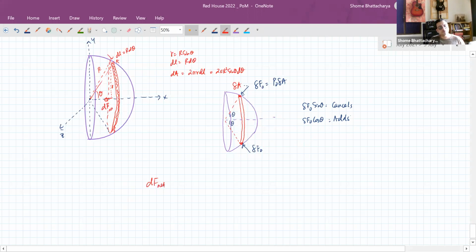So that net force will be pressure into area's cos component, because everywhere the cos component is adding and the sine component is cancelling. Okay, so that will become P naught into 2 pi r square sine theta cos theta d theta. So this is the net force on the ring due to uniform external pressure.